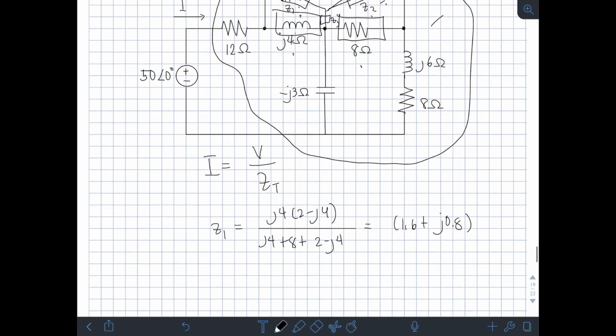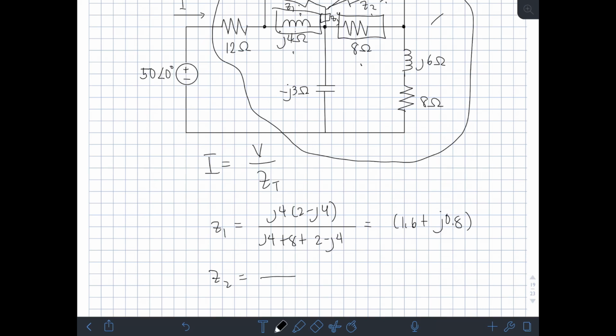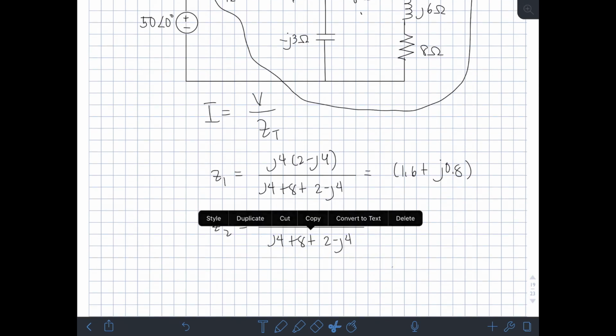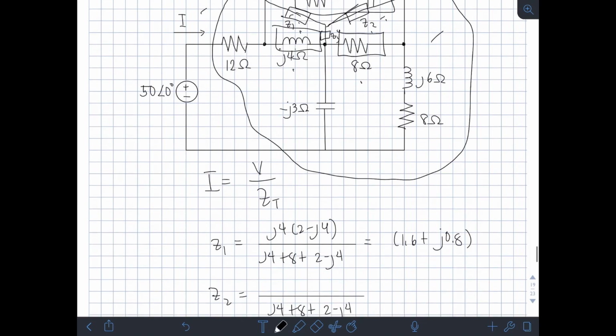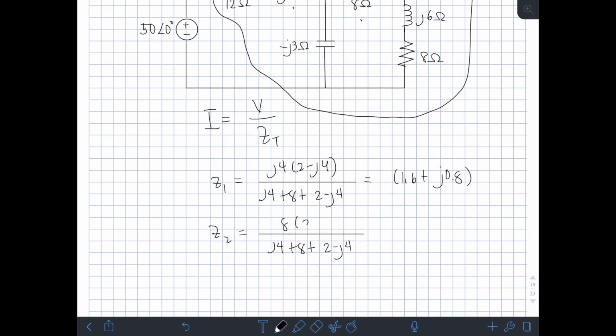Okay? Then, this Z2. So, Z2 is equal to, the same denominator, ha? So, I will just copy it. And then what changes is the numerator. So, this time, which two impedances are adjacent to Z2? This 2 minus J4 and 8 ohm. So, we multiply them: 8 times 2 minus J4. So, using calculator, what is this again? 1.6 minus J times 3.2 ohm.